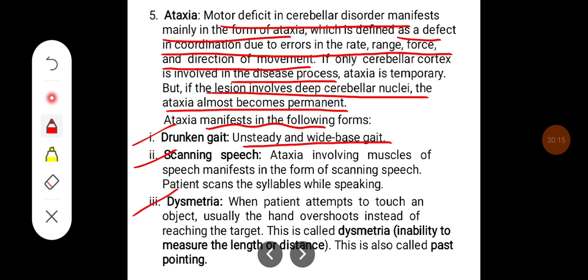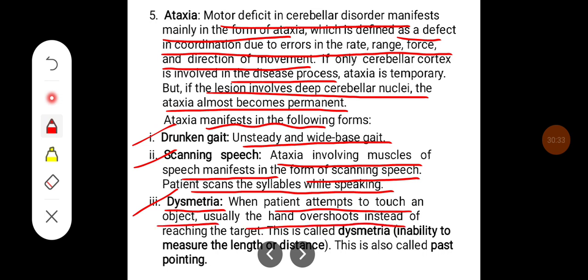Drunken gait is unsteady and wide-based gait, whereas scanning speech is ataxia involving the muscles of speech. The patient scans the syllables while speaking. So there can be dysmetria when the patient attempts to touch any object. Usually the hand overshoots instead of reaching the target, and this is called dysmetria, that is inability to measure the length of or the distance. So this is also called as past pointing.